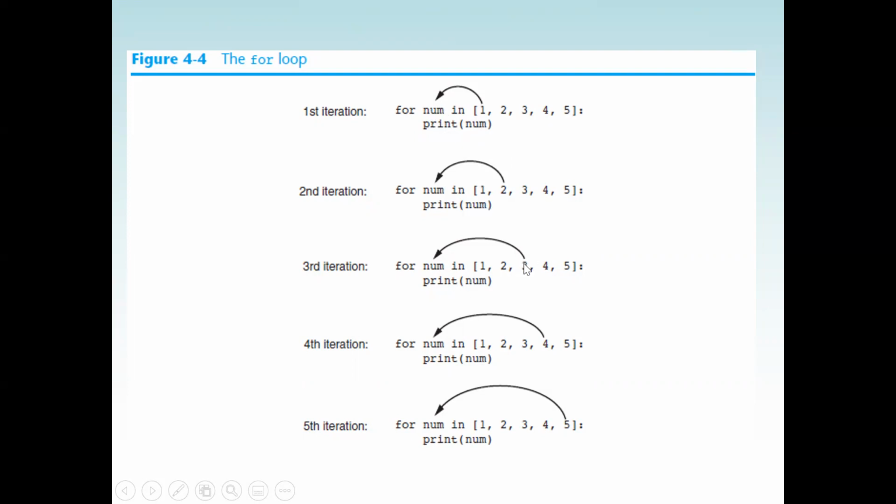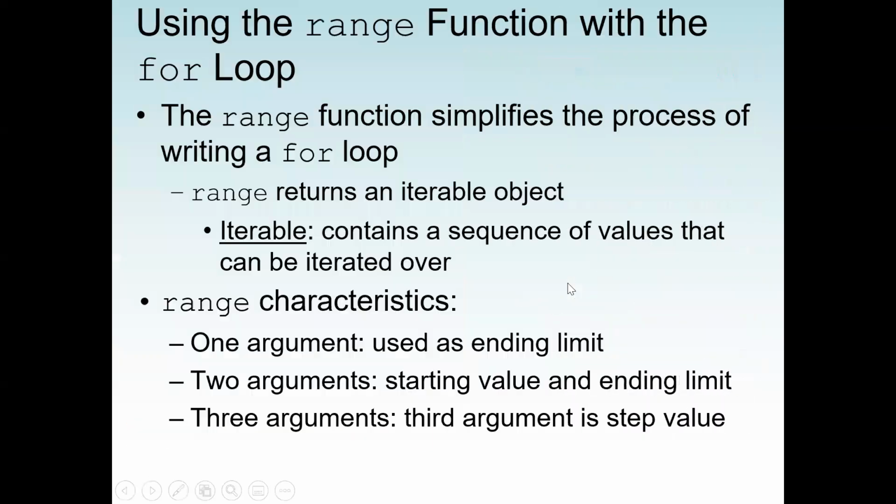Then we move to the next. Num is 3, we print 3. Next, num is 4, we print 4. Next, num is 5, the loop will stop. So this is again called the count control loop. We know how many times the loop will execute. And now sometimes we can use a range function to simplify the process of writing the for loop.